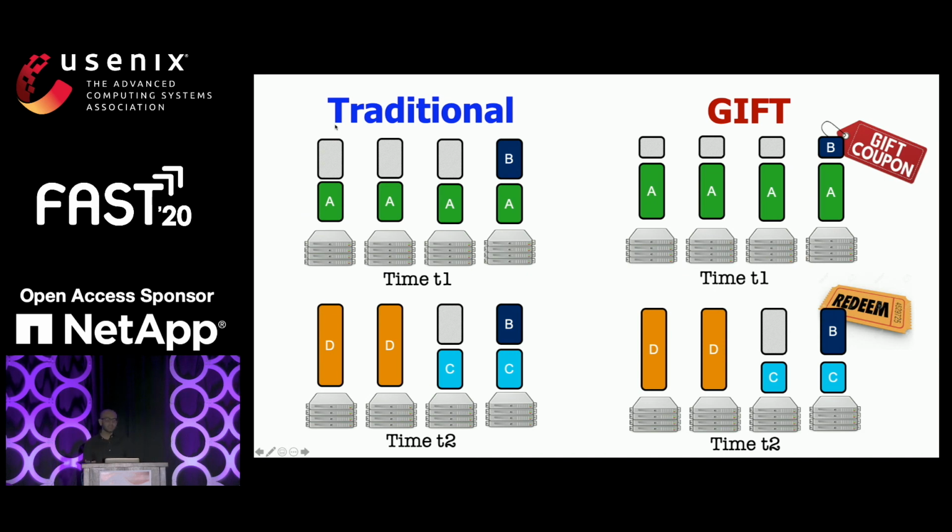And then at time T2, we would actually redeem that coupon. So we see that at time T1, the bandwidth waste goes down to 25% on all of the OSTs, while at time T2, we still have some bandwidth waste, but overall, our bandwidth waste was minimized. And we were still fair to application B, because we were able to give back its bandwidth at a later point. And we will see what kind of insights Gift uses to enable this.